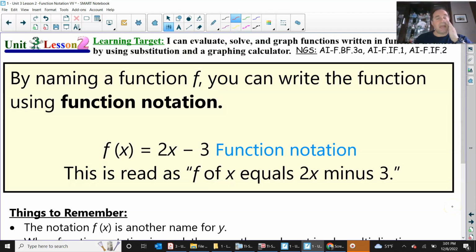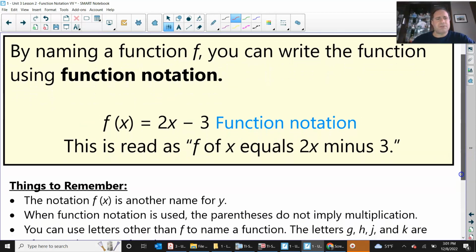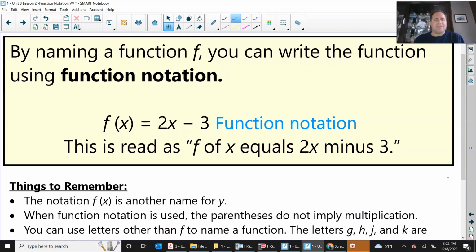So by naming a function f, you can write the function using function notation, right? When you see an f and then an x in parentheses, this reads as f of x. F of x equals 2x minus 3. This is known as function notation. Just a couple of things to remember though. The notation f of x is another name for y. So just remember, when you see this f of x, this is just like y equals 2x minus 3. It's the same thing, right? F of x is the y.